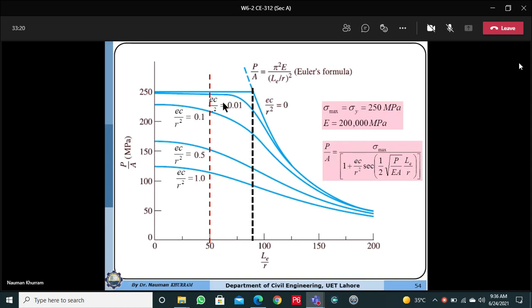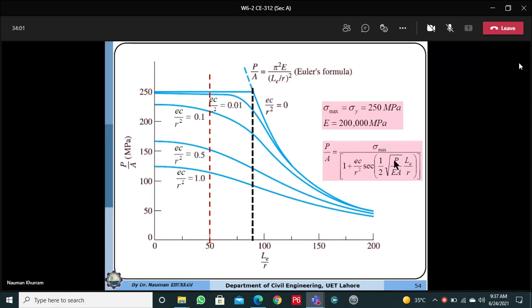Then if it has any eccentricity, we can use this formula to determine the applied stresses. We want to determine at how much applied stress the yielding may occur. So sigma maximum is equal to 250 megapascal for a 36 steel. The E value is also known. So we want to determine what applied stresses in an eccentric column may cause the yielding. Sigma maximum is 250, and ec over r square is constant.